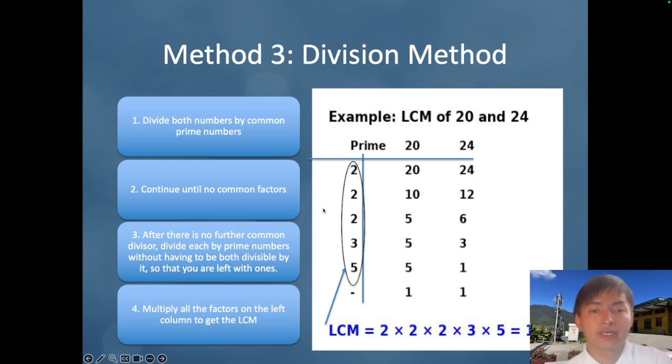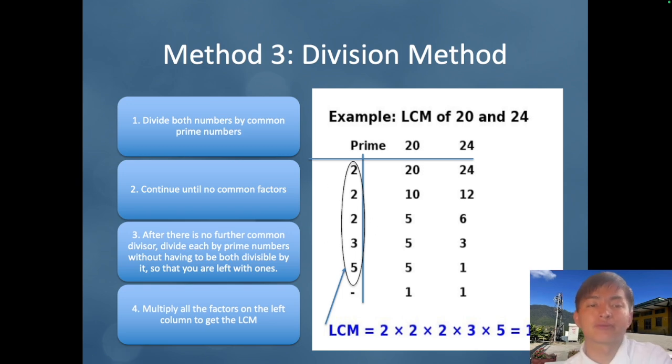Let's move on to the next method, the division method. Now I know we have learned this heavily in class, so it's just a recap. In this method, what you have to do is first divide both numbers by common prime numbers. Continue until there is no common factor. After there is no common factor, divide each prime number without having to be both divisible by it, so that you are left with only ones at the end. Then multiply all the factors on the left to get the LCM.